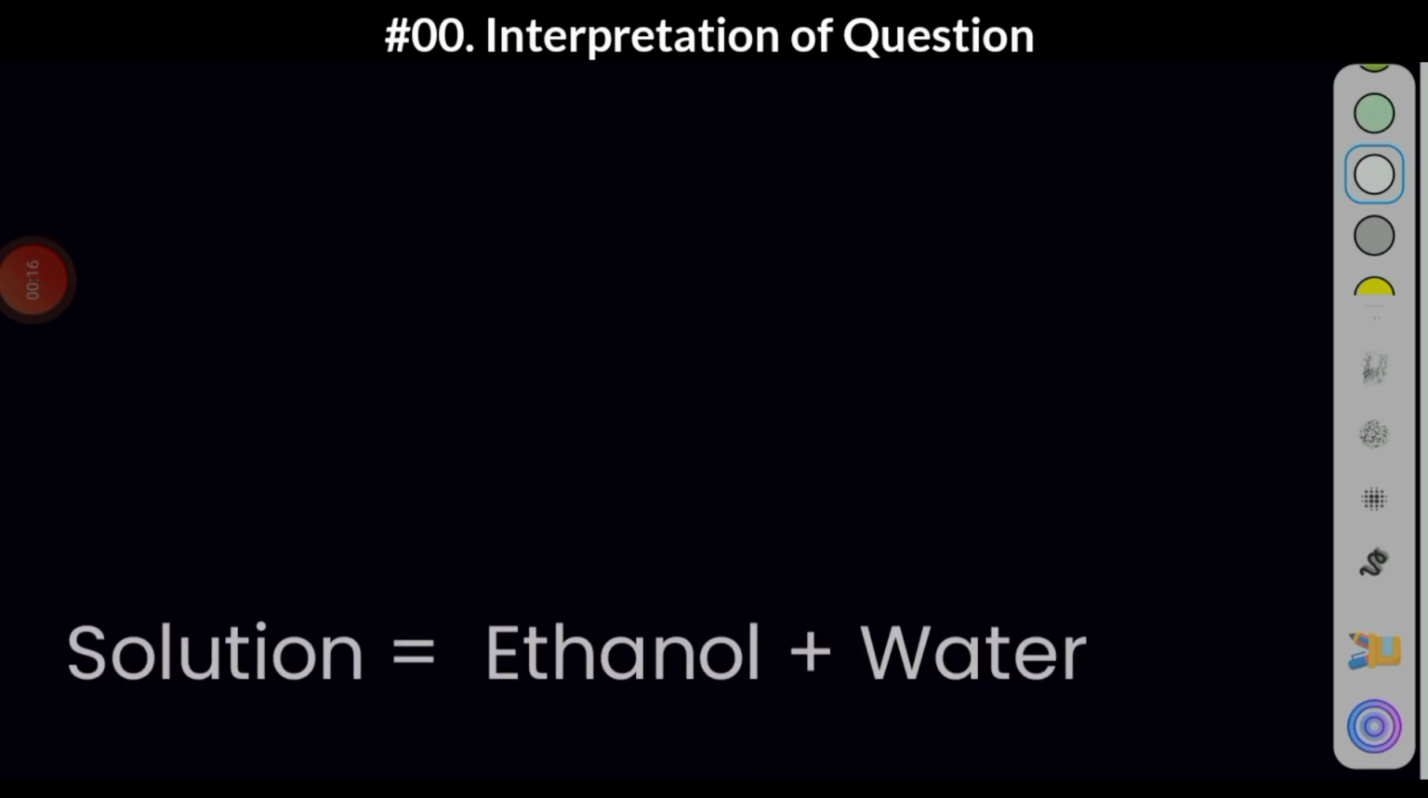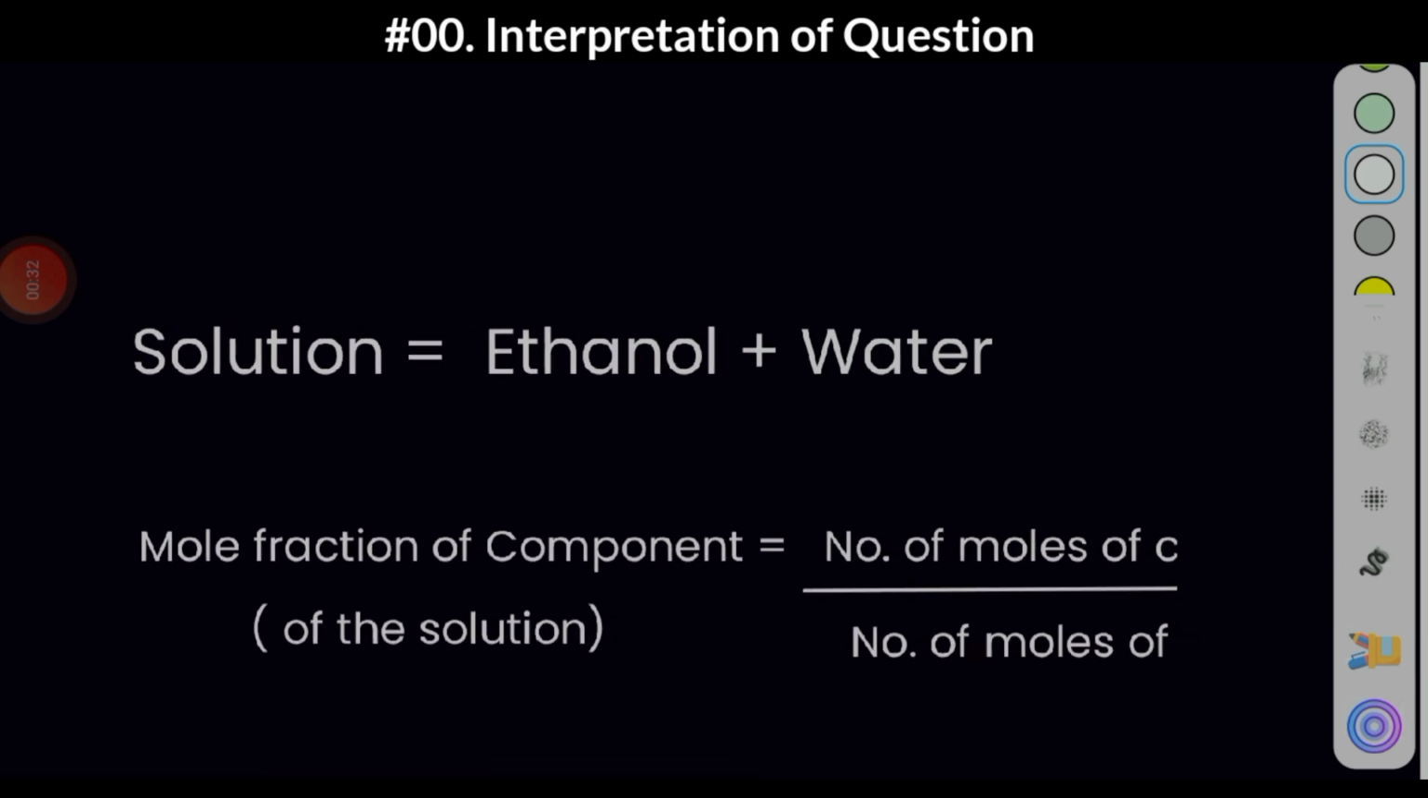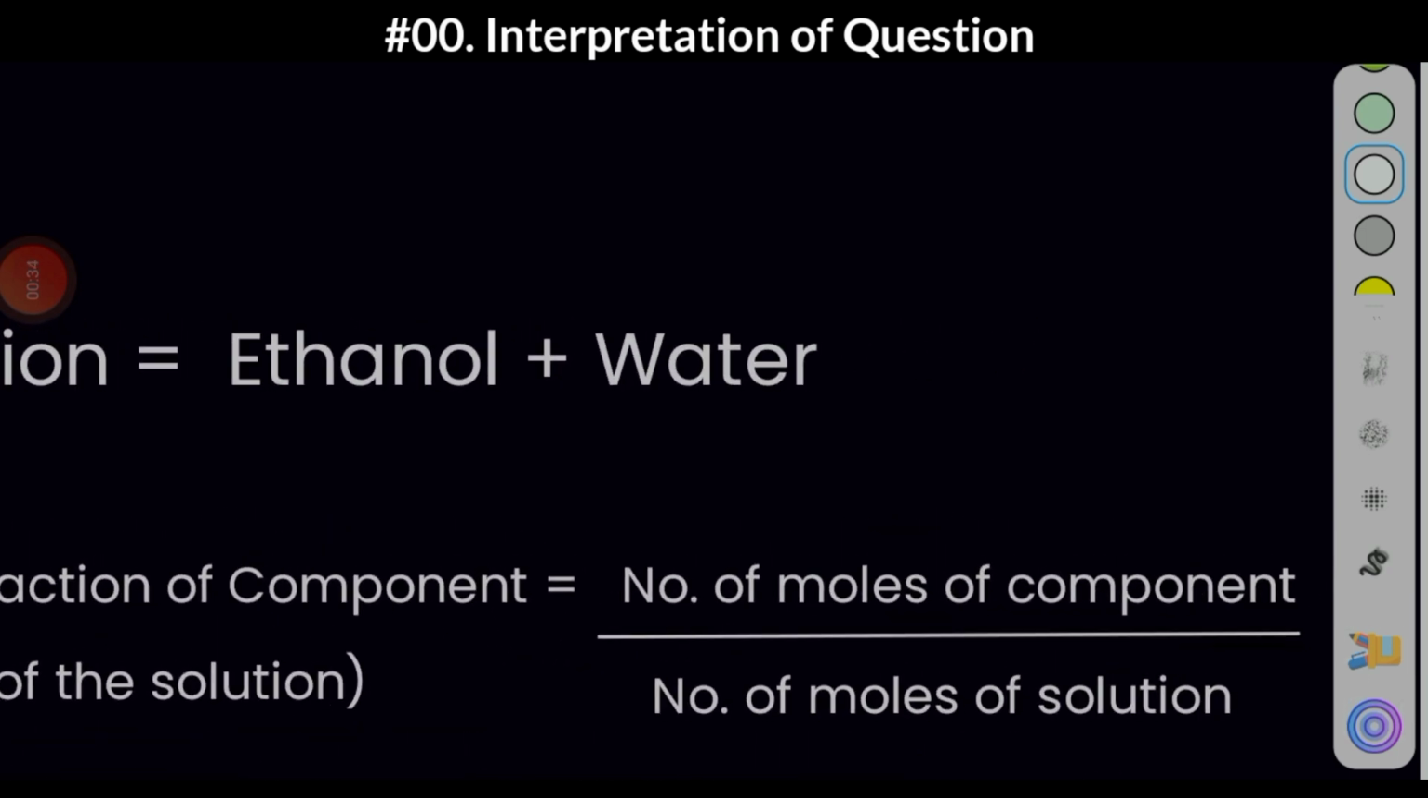We will start with interpretation of the question. What is given to us is that there is a solution which consists of ethanol and water. So we can say solution is equal to ethanol plus water, whatever the amount may be. Now the next data that is given in the question is about the mole fraction of ethanol, and we know the definition of mole fraction, that mole fraction of a component of the solution is equal to number of moles of the component upon total number of moles of solution.